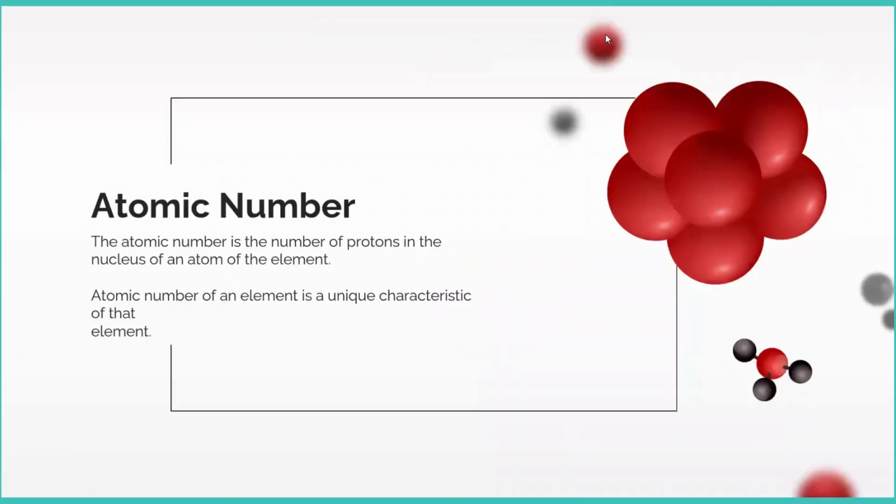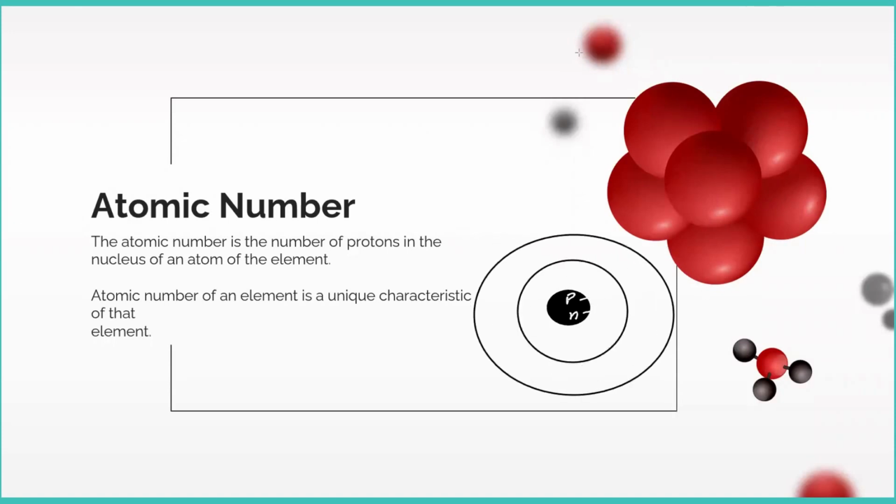When we have to speak about the atomic number, we have to know about the subparticles of an atom, which we just spoke about in our previous slide. The nucleus is concentrated with the subparticles, protons and neutrons. These two subparticles are called nucleons. And then we have electrons revolving around the nucleus. They travel in an imaginary path called energy level or orbitals.